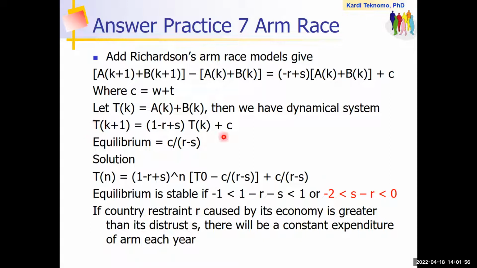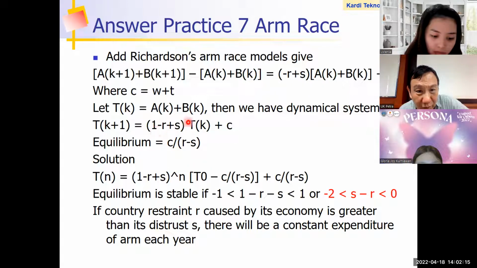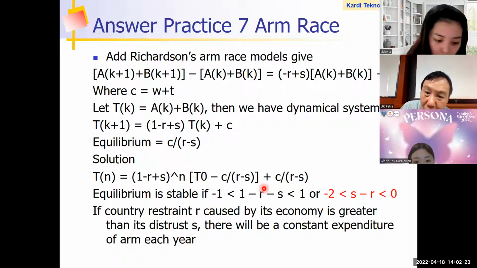Difference equation. What is this? This is again affine. Can you see? This is affine difference equation, isn't it? So you know the equilibrium is this value, and this is the solution, and stability depends on this value, right? 1 minus R plus S. Okay, so it's stable if between -1 to +1.